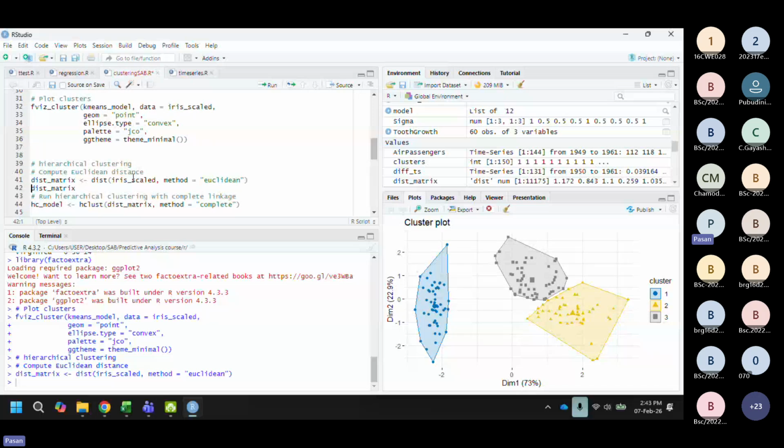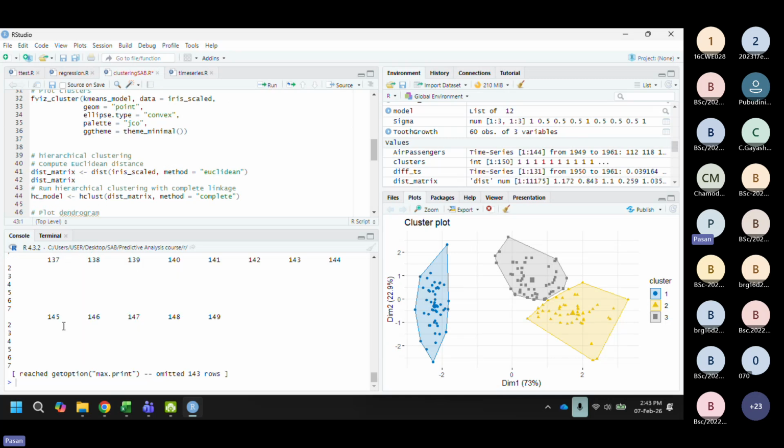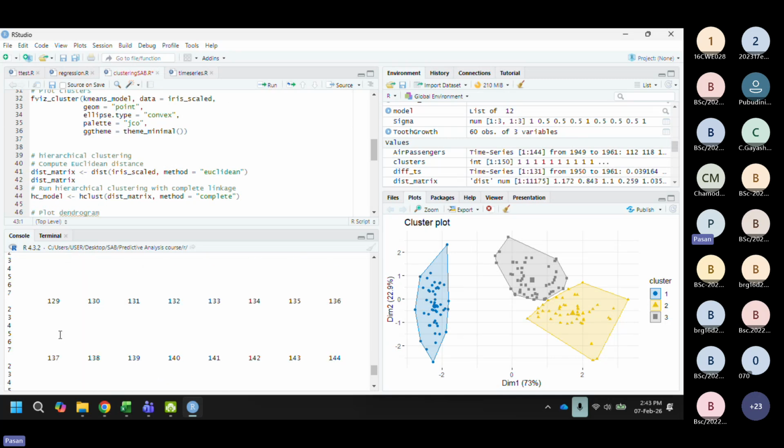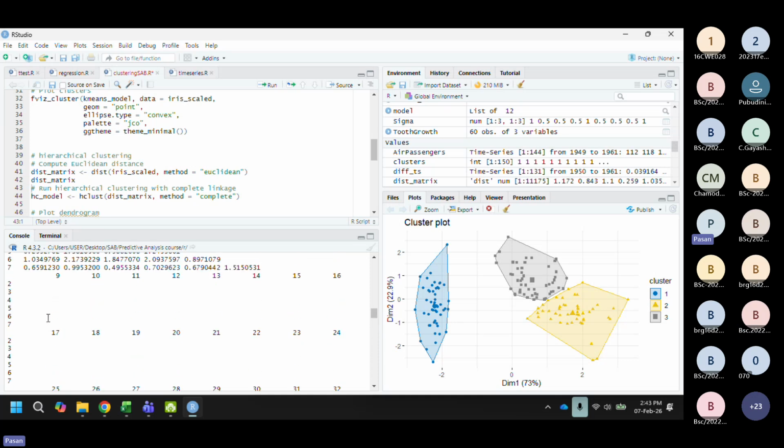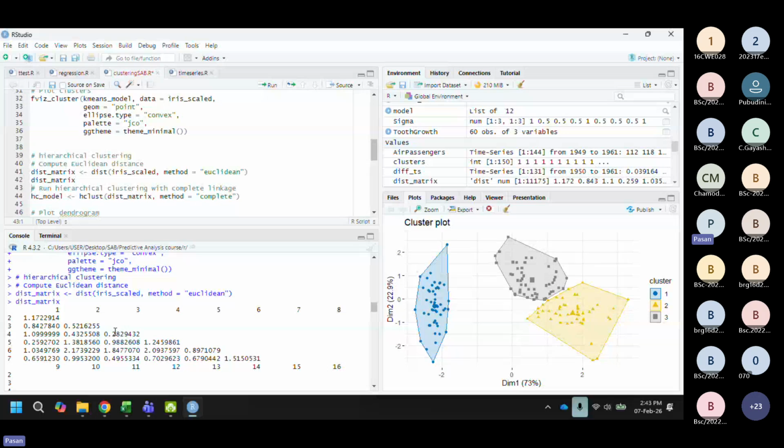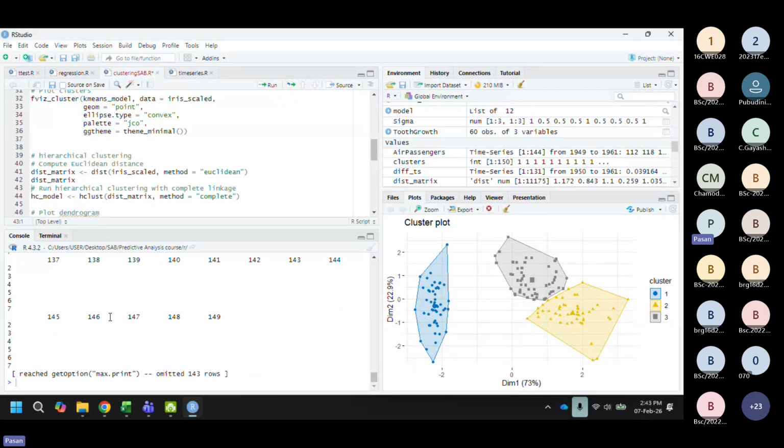So, using the iris scale data and the Euclidean distance, I'm creating the distance matrix. If I just plot it, you can see that very large matrix, 150 by 150. I have got all the observations like that, so I'm just plotting it.